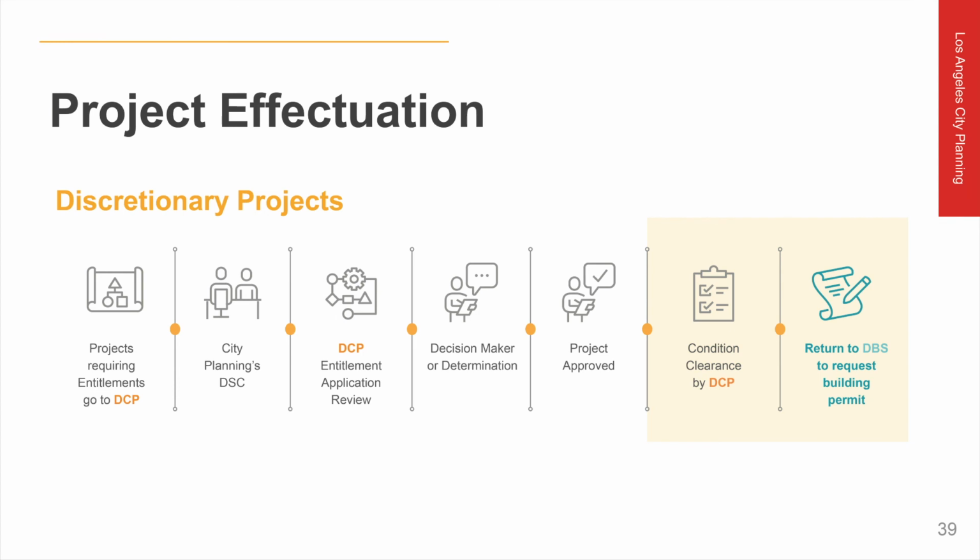As described previously, once a project is approved and all determinations are final, including the outcome of any appeals, an applicant may return to the DSC to demonstrate compliance with any required conditions and then request a building permit from Building and Safety. If a project is denied, the proposed project would not be eligible to request a building permit. And that brings you to the end of the entitlement review process.